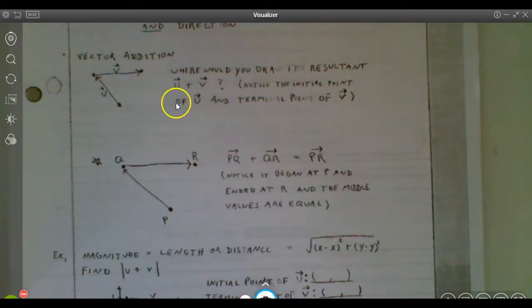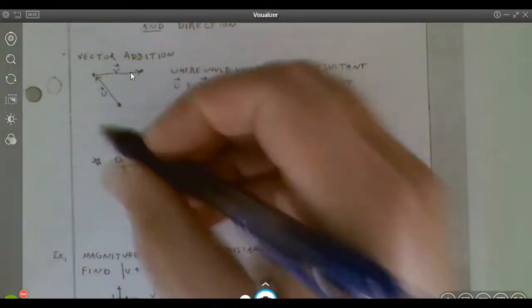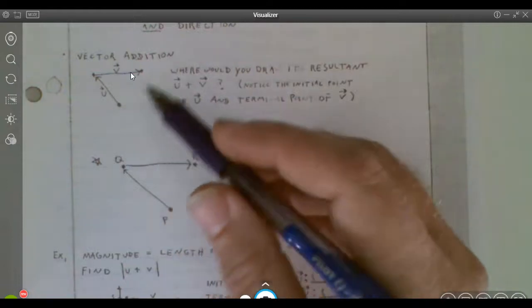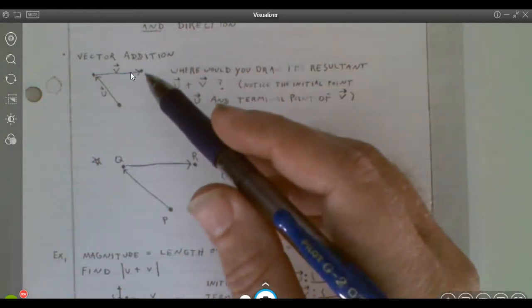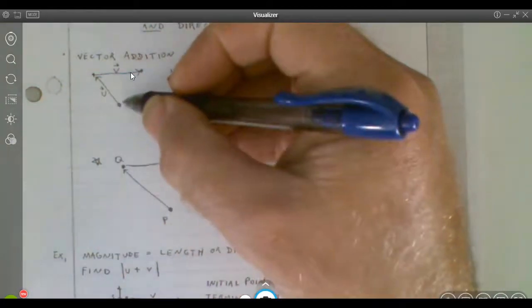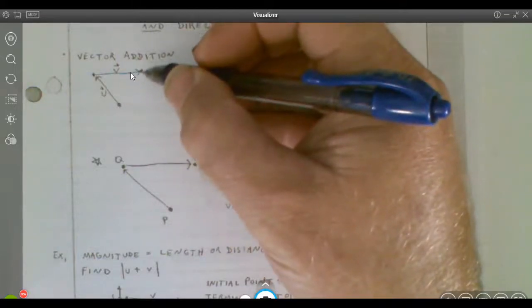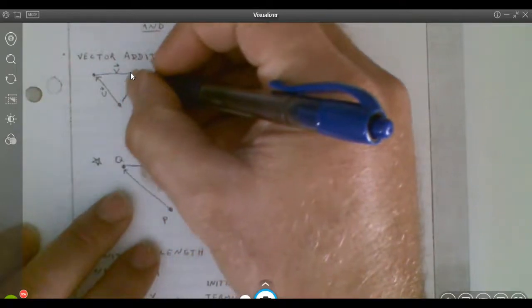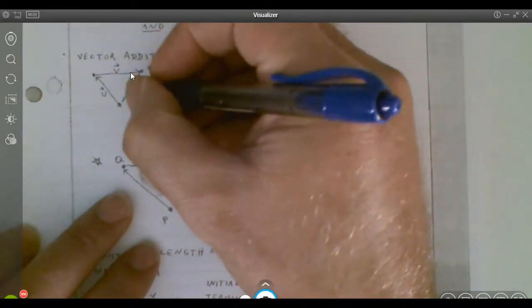Notice the initial point of u hits the initial point of v, and then it heads off into this direction. As I put those two vectors together, I will still have the same initial point that it started with, and I will have the same terminal point for where it ended. Altogether, it started here and ended here as I put those two vectors together. So the resultant would be this one right here. That would be vector u plus v.